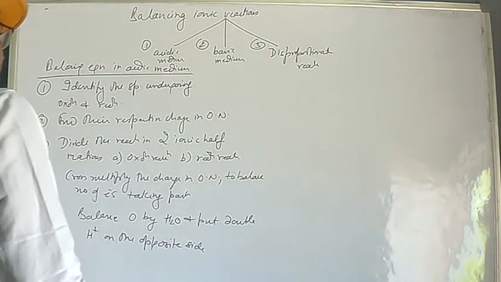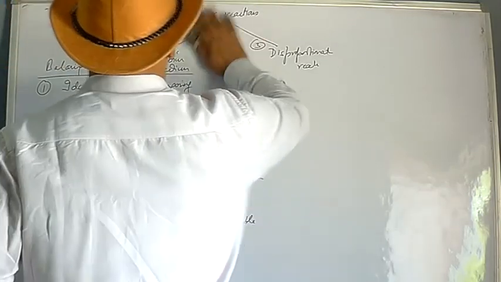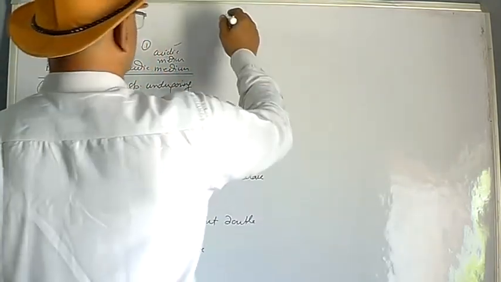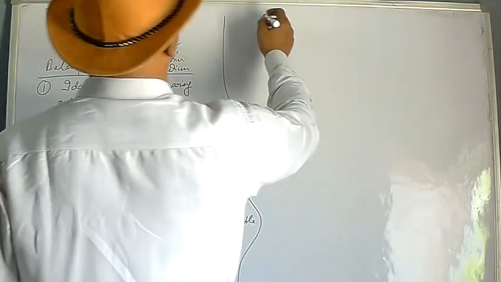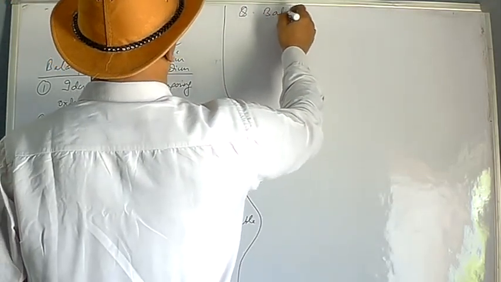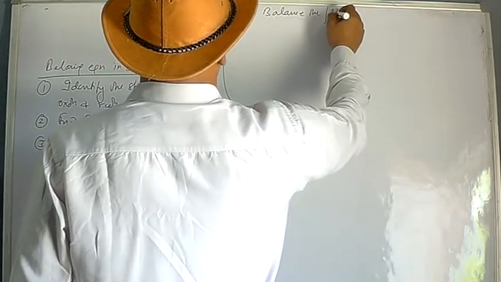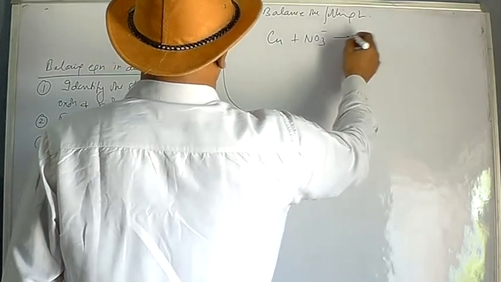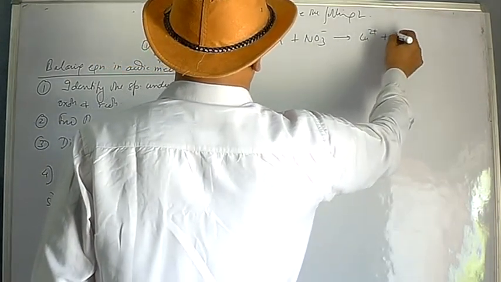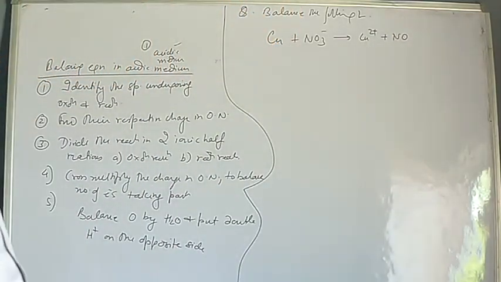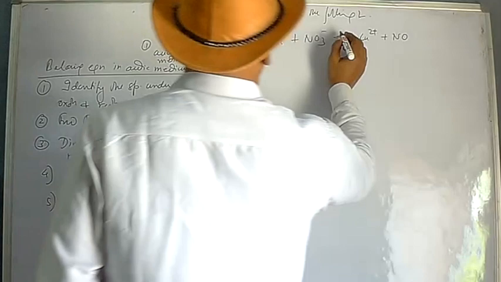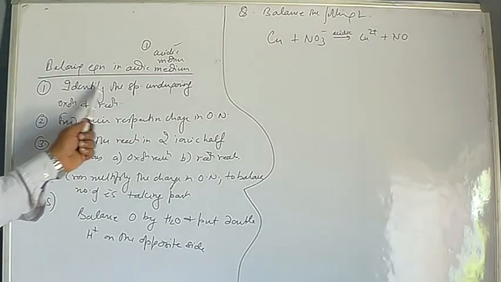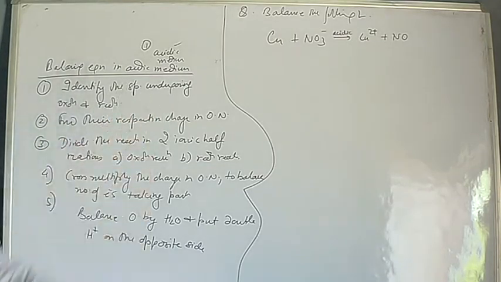So class, we are going to take here some examples on acidic medium. Question is, balance the following. Cu plus nitrate giving me Cu2 plus NO. And the medium is given to us acidic. Identify the species undergoing oxidation and reduction.